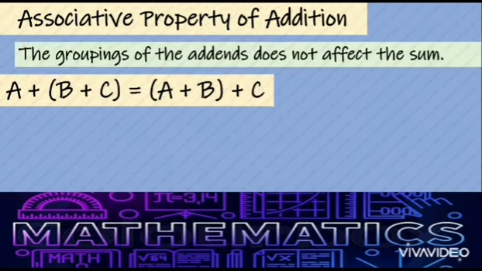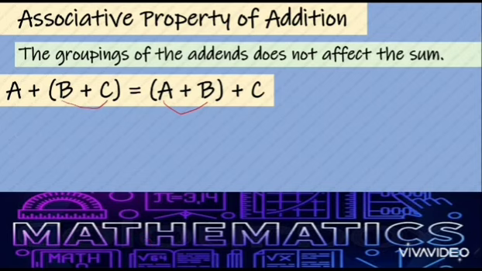So, another property that we have is the associative property of addition. The groupings of the addends does not affect the sum. So, A plus quantity B plus C is equal to quantity A plus B plus C. So, kung mapapansin nyo, nagpalit sila ng kagrupo. Kung dito, ang magkagrupo ay B saka si C, sa kabila, ang magkagrupo naman ay si A plus B. So, sabi sa property natin, kahit magpalit daw sila ng grupo, parehas pa rin yung kanilang sum.